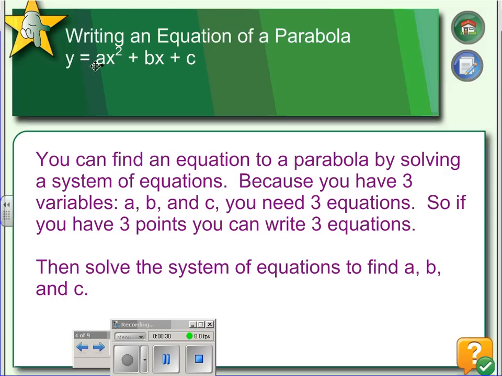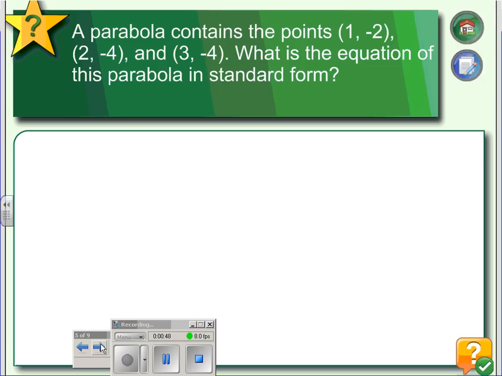In the standard form equation, we have to figure out A, B, and C. Since we are trying to find three variables, we will need three equations. So in order to write the three equations, we're going to need 3 points, and then we'll solve a system of equations. So here's our example. This is quite involved, so you may need to come back and watch it several times to figure it out.